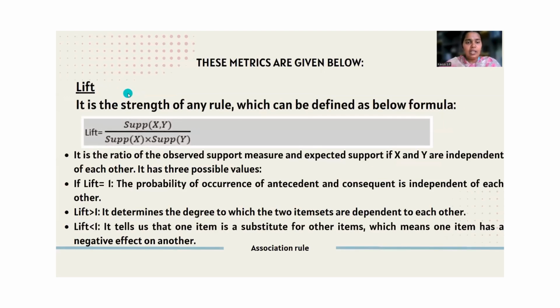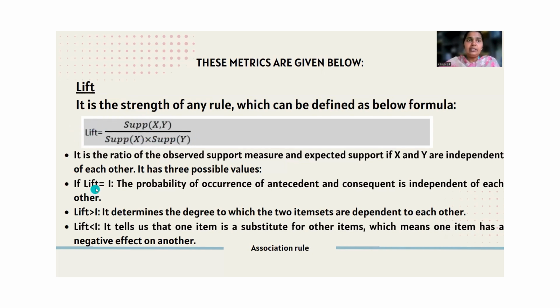So the strength of any rule is what you call lift. On evaluating this simple formula, support of X and Y, X union Y, divided by support of X into support of Y. This variable support, we already know, is nothing but the frequency. The frequency of X and Y occurring together divided by the frequency of X and the frequency of Y is the resultant value, that is lift.